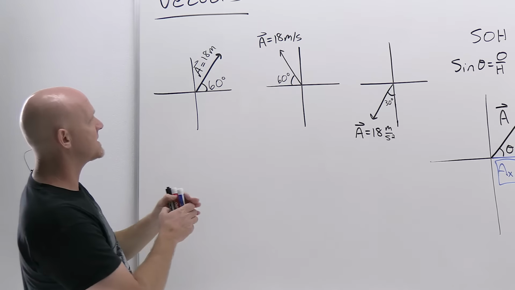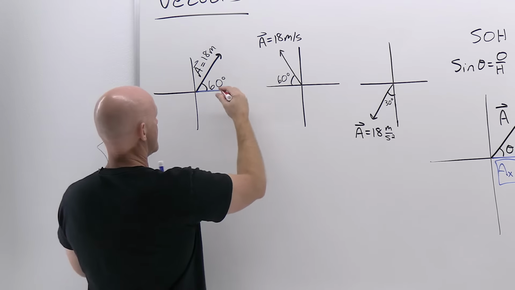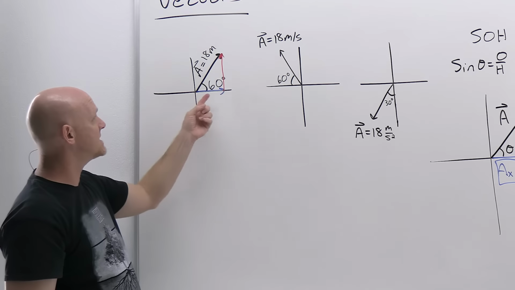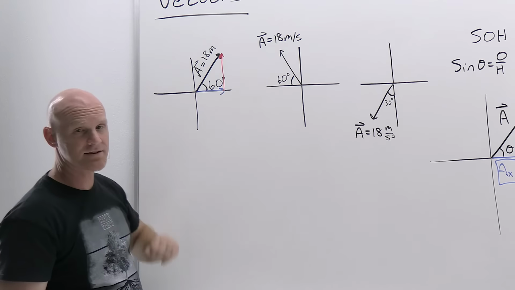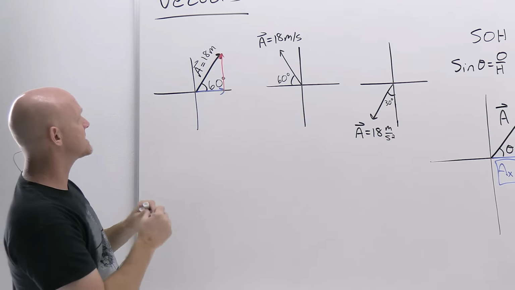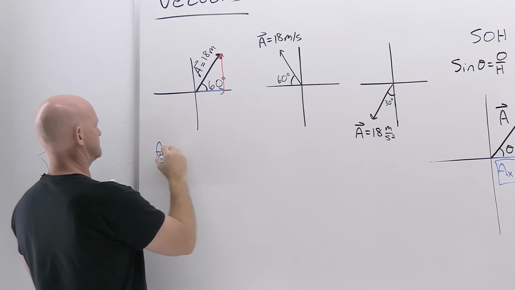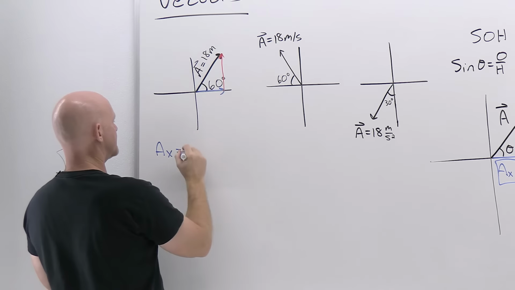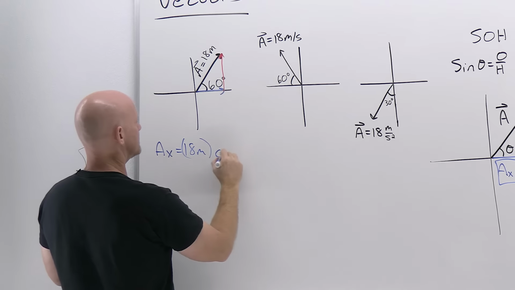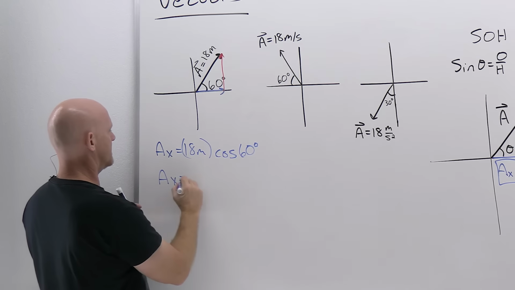But we'll start with this one here, and if we take a look at those x and y components, again, we have an x component running right along here, we have a y component running right along here, and that x component is the adjacent side relative to the angle with respect to the x-axis. So in this case, we're going to say that the x component is equal to the magnitude of the vector, 18 meters, times, again the adjacent angle, so cosine of 60 degrees. And that's going to get us our x component.